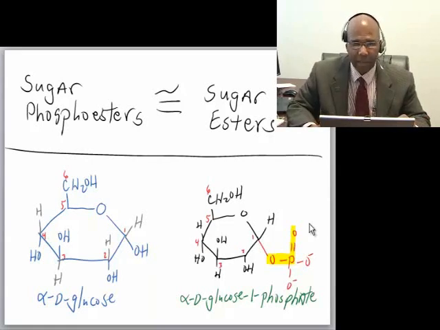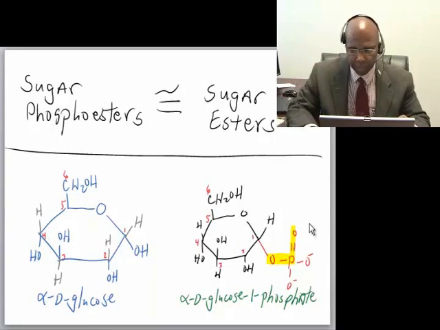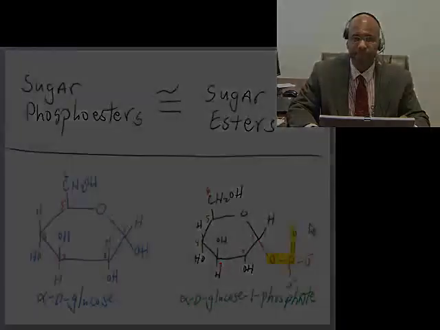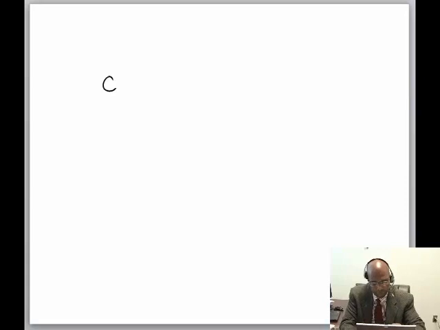On the next clip, we'll look at two more very famous sugar phosphoesters. We're going to conclude this lecture by looking at two more sugar phosphoesters. The parent sugar for this one is going to be fructose. So we're going to draw fructose here.